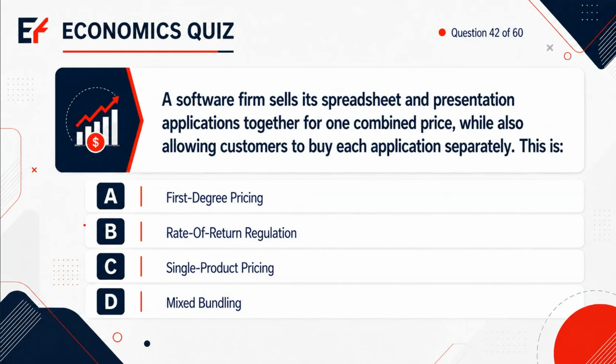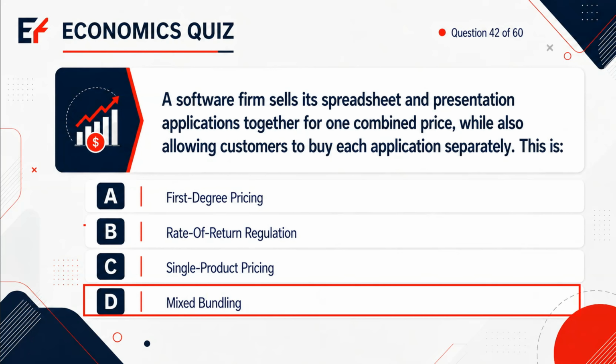Question 42. A software firm sells its spreadsheet and presentation applications together for one combined price, while also allowing customers to buy each application separately. This is A. First-degree pricing, B. Rate of return regulation, C. Single product pricing, D. Mixed bundling. The correct answer is D.